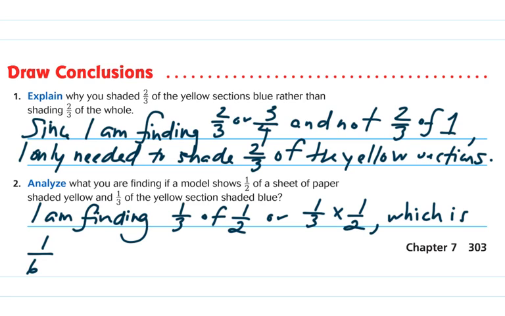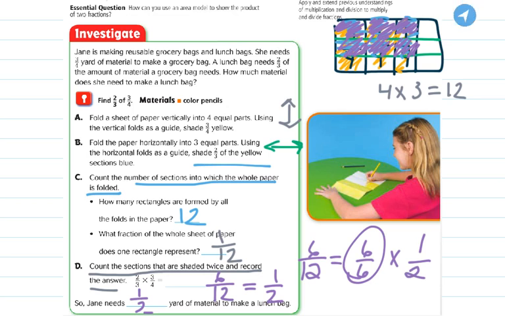So what we would say, boys and girls, is since I'm finding 2/3 of 3/4 and not 2/3 of 1, I only needed to shade 2/3 of the yellow sections. So we're not considering it from the whole. And if you go back here, boys and girls, we weren't considering it of this whole piece. We were just saying of these yellow pieces, shade 2/3 of them. So that's why we only shaded those 6 squares out of the 12 squares.